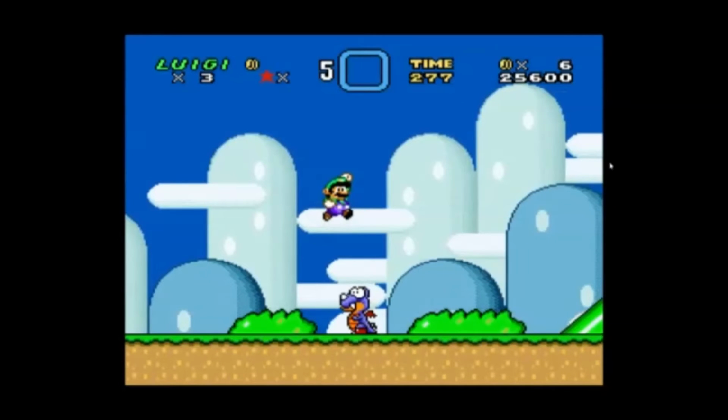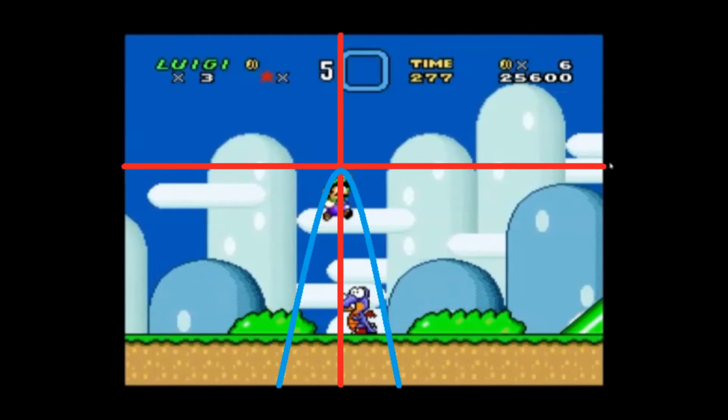When Luigi jumps, he jumps a little bit higher than Mario, but not as far. Luigi's parabola would be a little narrower than Mario's. The equation for Luigi's jump is negative 2x raised to the second power.